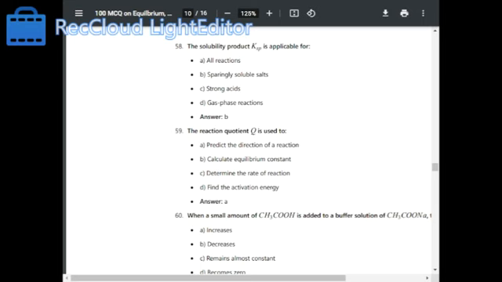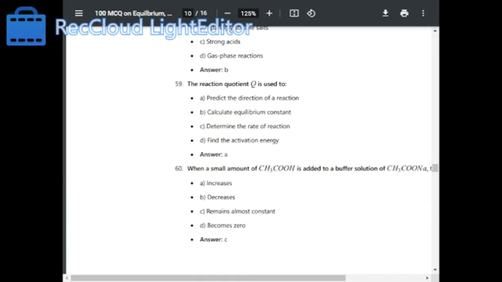Question number 59. The reaction quotient Q is used to: Option A, predict the direction of a reaction. Option B, calculate the equilibrium constant. C, determine the rate of reaction. D, find the activation energy. The correct answer is A. The reaction quotient is used to predict the direction of a reaction.